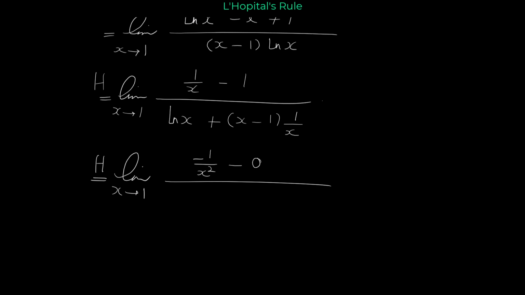Now we have to find the derivative of the denominator. The derivative of ln of x is 1 over x.